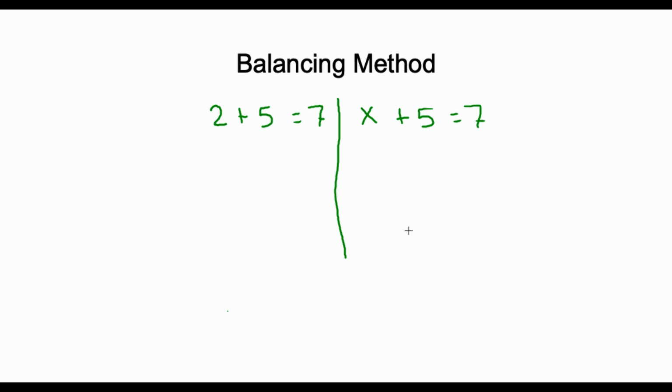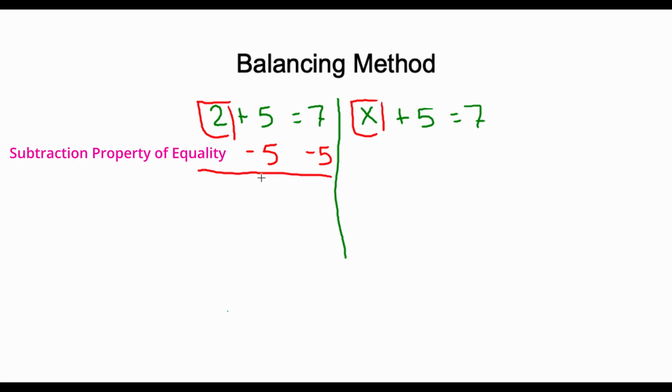when it's left alone. Now, here's how the balancing method works. You've got the 5 that's adding with a 2. Now the 2 here, it's technically our x over here. So to leave the 2 alone, what I can do is I can subtract both sides of the equation by 5.